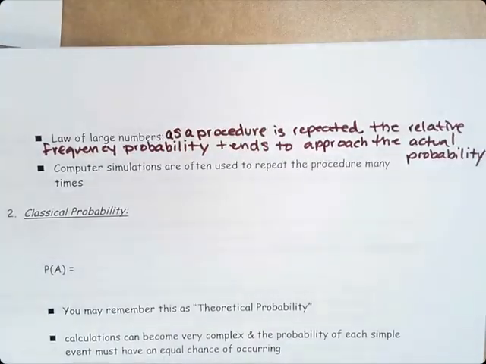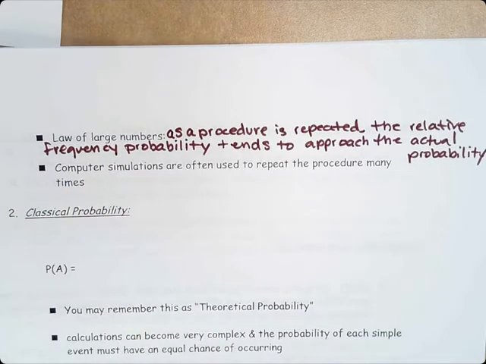So the more times you repeat the experiment, the more likely you're going to get the actual probability. So an example of that would be flipping a coin. So our probability is 0.5. So if we flip the coin 4 or 5 times, it's not going to be as close to half as it is if you repeated it 100 times or 1,000 times. So that's why we have computer simulations that can repeat the procedure as many times as you want.